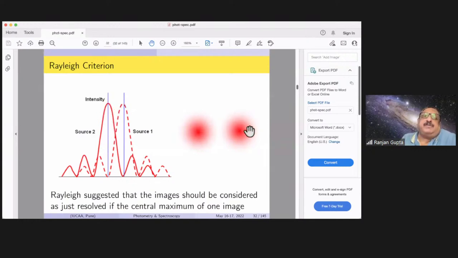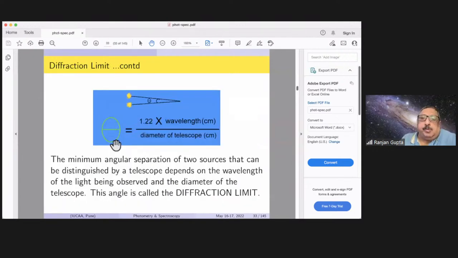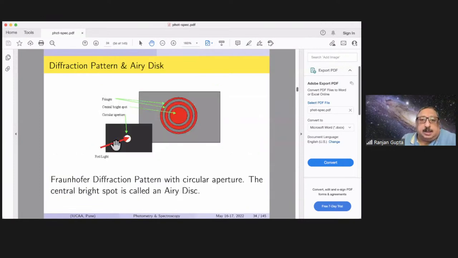Then you can technically define that two stars are separately seen. But sometimes it may happen that this is a fainter star and also this is closer. Then you will see just a bump here, even though it is not strictly by Rayleigh criterion. But you can still distinguish them. I'll just skip this. This is the same thing.